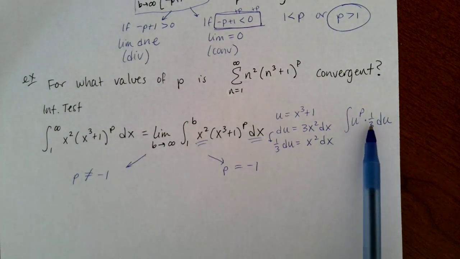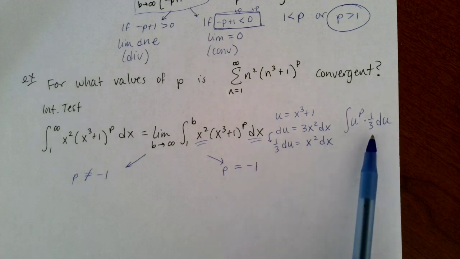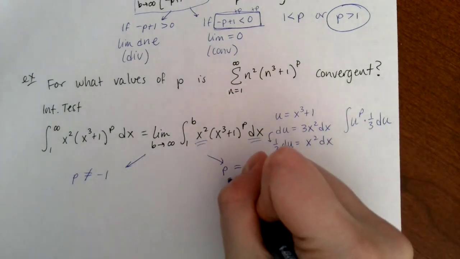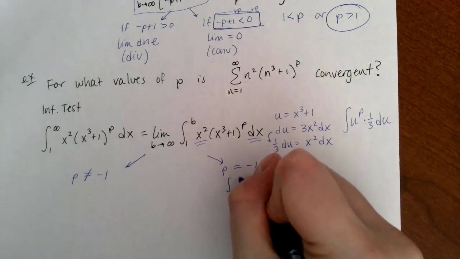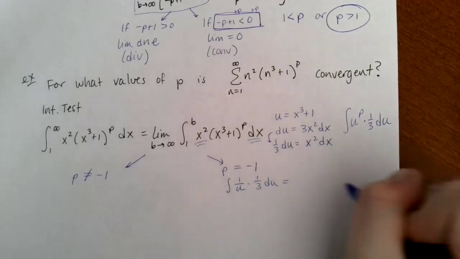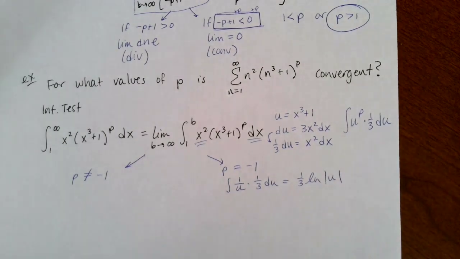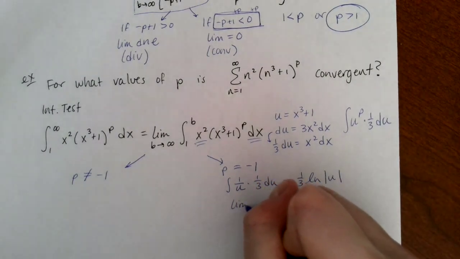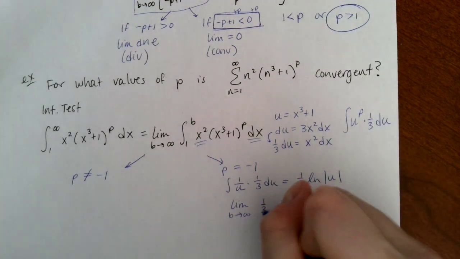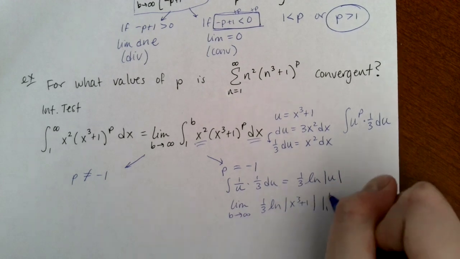Okay. So if P is exactly -1, we just have one specific case, right? So then we can actually put a -1 in there. Then we'd be looking at the integral of 1 over u times 1/3 du. And that would give me 1/3 ln absolute value. Bring back the limit step. So b approaches infinity of 1/3 ln absolute value of x cubed plus 1, from 1 to b.